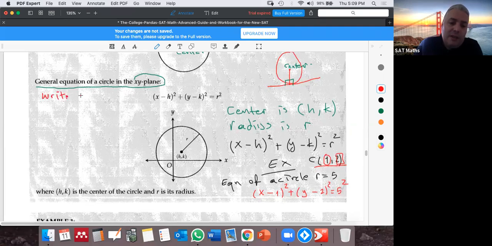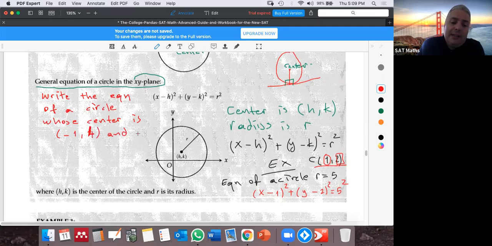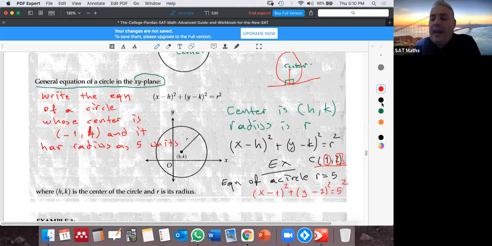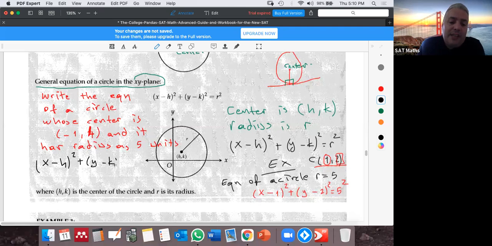Write the equation of a circle whose center is negative 1 comma 4, let's say, and it has a radius of 5 units. So what is the equation? The answer is (x minus h) squared plus (y minus k) squared is equal to r squared. Here, what is h, what is k? The first one is h, and the second one is k. And the radius is r.